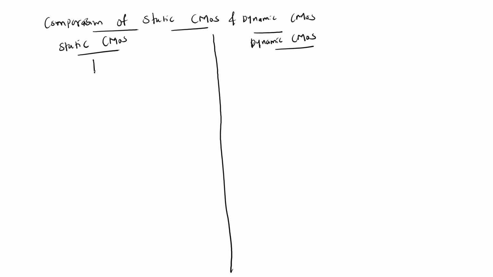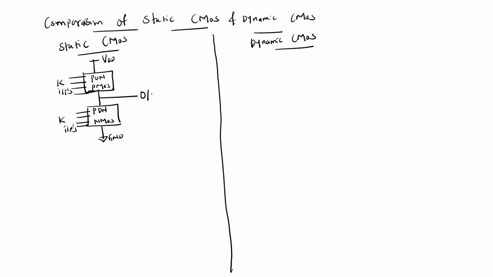If you see the static CMOS, the basic diagram will be like this. Pull up network as PMOS, and pull down network as NMOS. You have K inputs here, and K inputs here. For PMOS you have K inputs, for NMOS you have K inputs. This is VDD, and this is ground, and you are taking the output from here. So this is the basic structure of static CMOS.